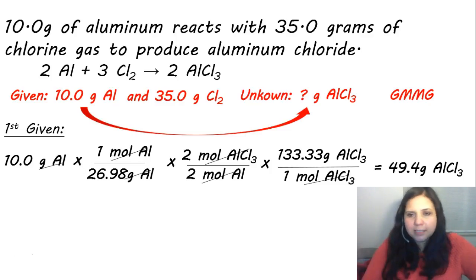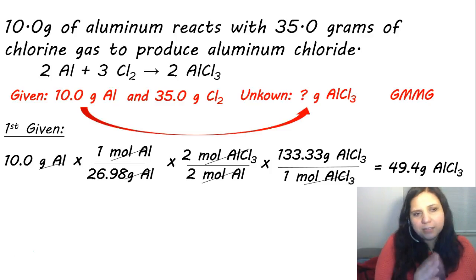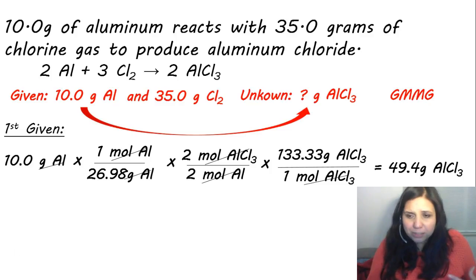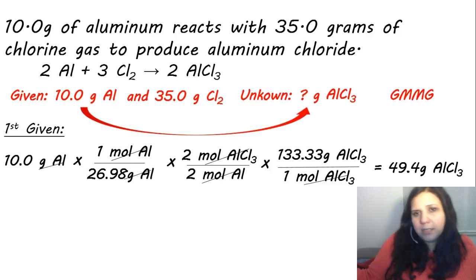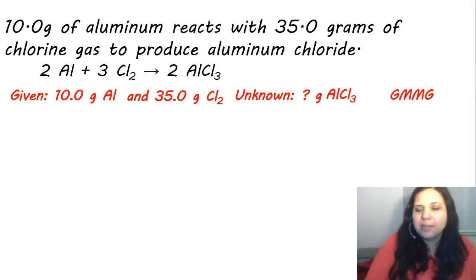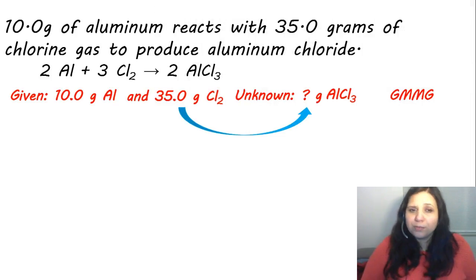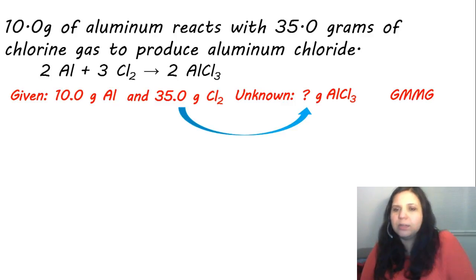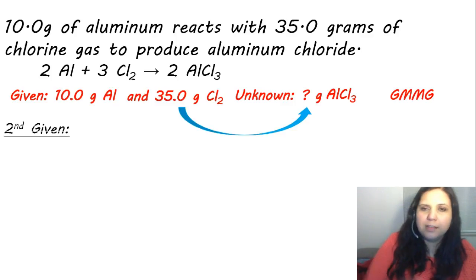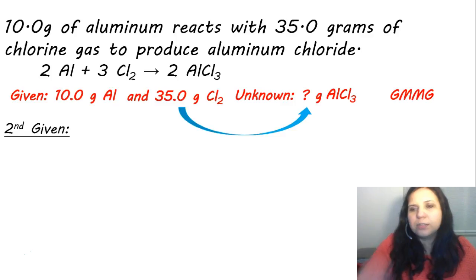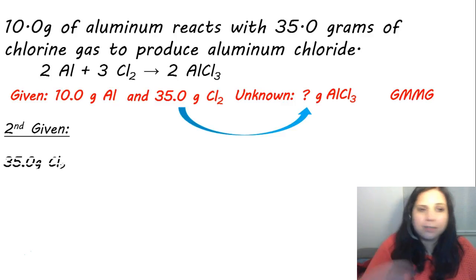And so what I can see here is just if I had 10 grams of aluminum, how much aluminum chloride could I make, given that I had an unlimited amount of chlorine. But I don't know how much I have, so we've got to calculate that. So we'll start with the second given. So same thing, except for now we're going from chlorine to aluminum chloride. Another mass-to-mass problem. So I'm going to use GMMG, same pattern.